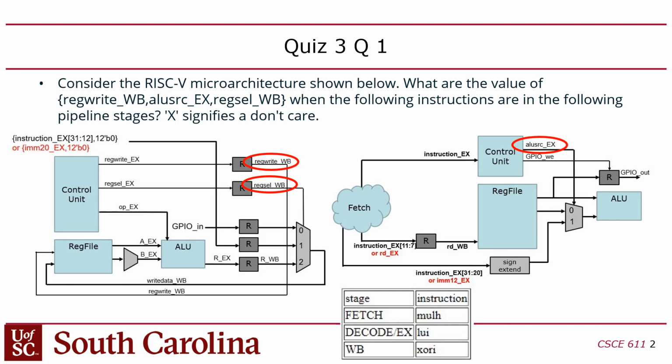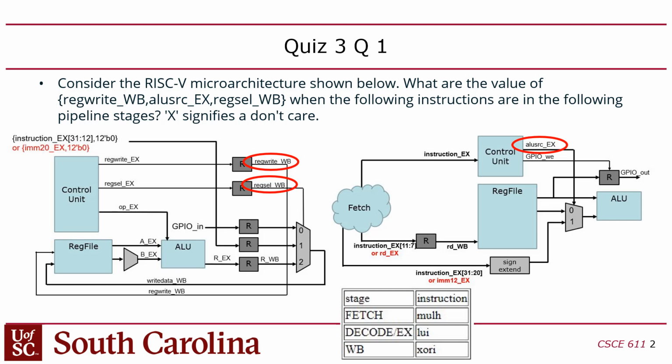What's the value of reg write, ALU source EX, reg select, write back, when the following instructions are in the following pipeline stages? So we have a multiply in fetch, an LUI in decode, and an XORI in write back. So we got 3 instructions in the pipeline, and the signals are the ones I have circled there, right? Reg write, reg select, ALU source. Okay, so what's reg write, write back? In order to figure that out, you have to ask yourself if the instruction in the write back stage is supposed to be writing a register, right? XORI does write a register, so that should be 1.